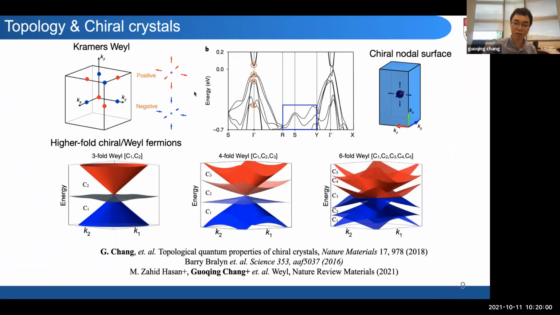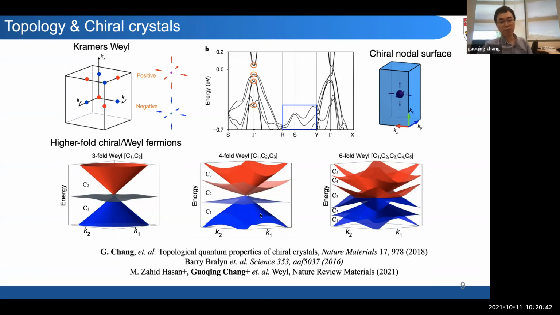Besides the twofold degeneracy, we found that actually the multifold fermions can also contain non-trivial Chern number. We found that in cubic chiral space groups, it doesn't matter whether this is symmorphic or non-symmorphic. Previously people found that non-symmorphic crystals can have multifold degeneracy with a Chern number, but we found that it is not necessary to have these non-symmorphic symmetries. Just the cubic chiral crystal is enough. And in principle, we found there are three new kinds of crossings: threefold, fourfold, and sixfold.